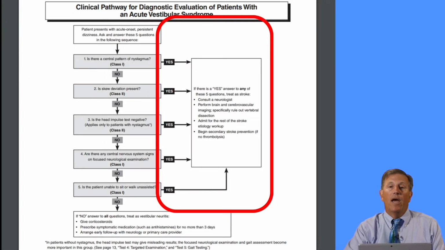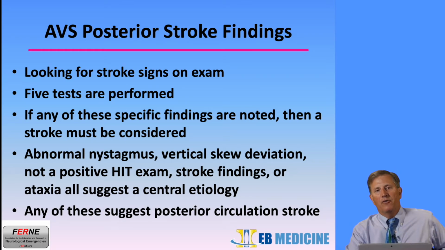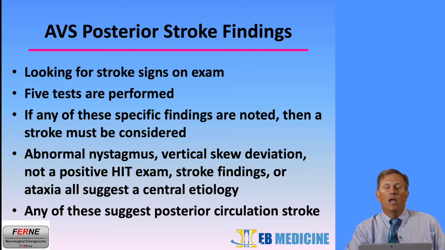I have a red rectangle around these 5 exam findings on the clinical pathway that are listed, because if any of these 5 is positive, you need to consider a stroke diagnosis for the acute vestibular syndrome. Now, of course, this is the most important thing we do as emergency care providers in the emergency department. Why? We first need to rule out life threats, and posterior circulation stroke is an important life threat.